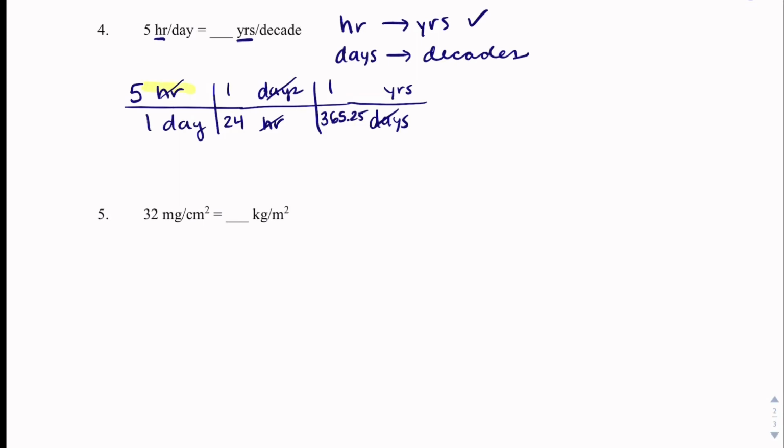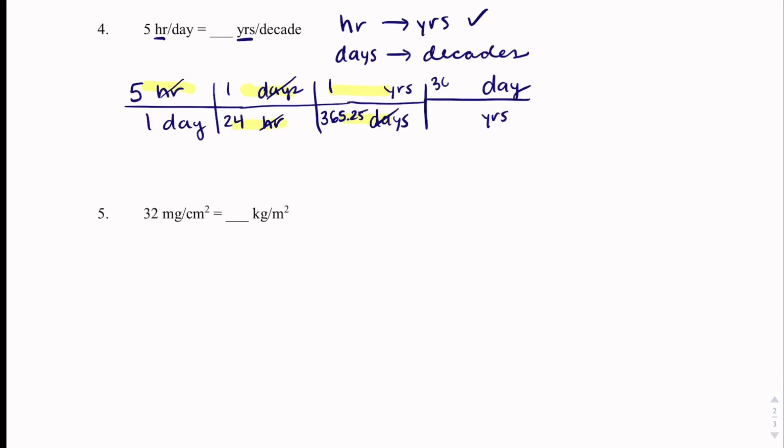I'm going to ignore these boxes that I've already messed with, and I'm going to convert days now. So days is going to go diagonal. I'm going to convert days to decades. So let's go from days to years.